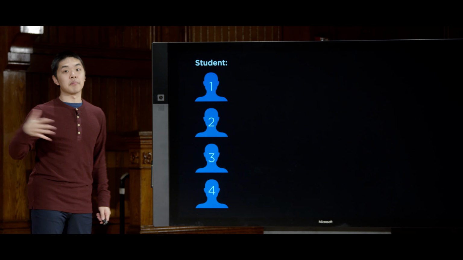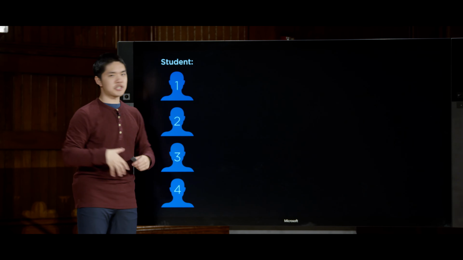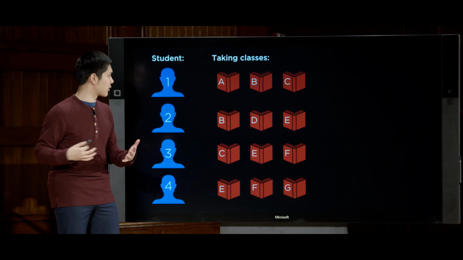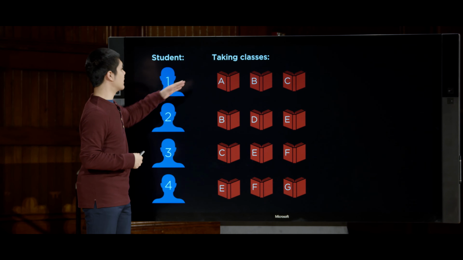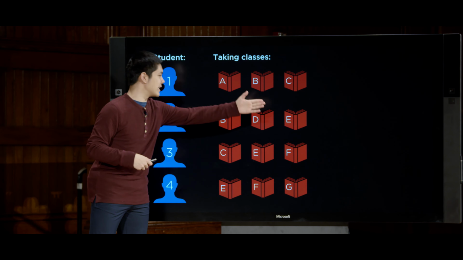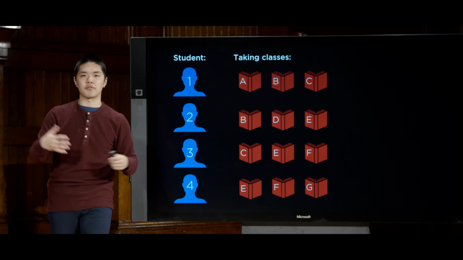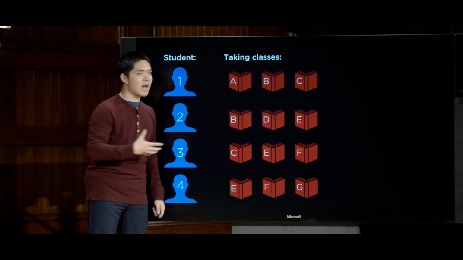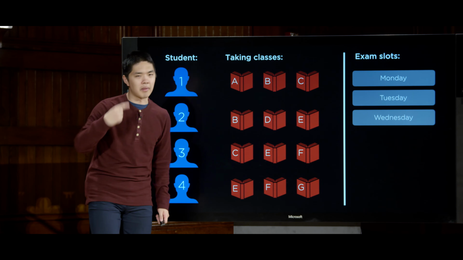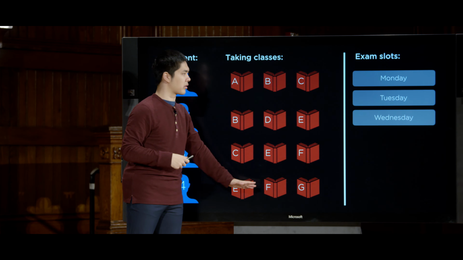Let's look at exam scheduling. That I have 4 students here, students 1, 2, 3, and 4. Each of them is taking some number of different classes. Classes here are going to be represented by letters. So student 1 is enrolled in courses A, B, and C. Student 2 is enrolled in courses B, D, and E, so on and so forth. And now, say a university, for example, is trying to schedule exams for all of these courses. But there are only 3 exam slots on Monday, Tuesday, and Wednesday. And we have to schedule an exam for each of these courses.